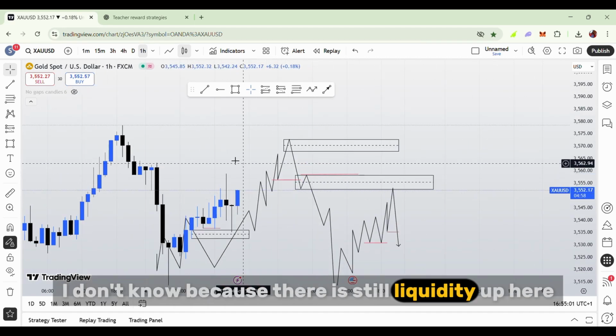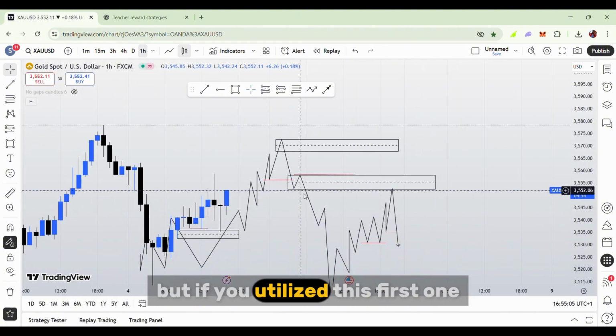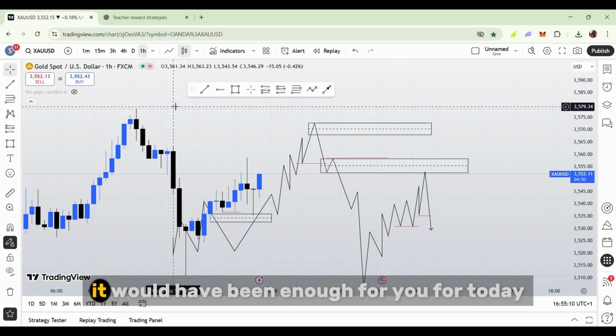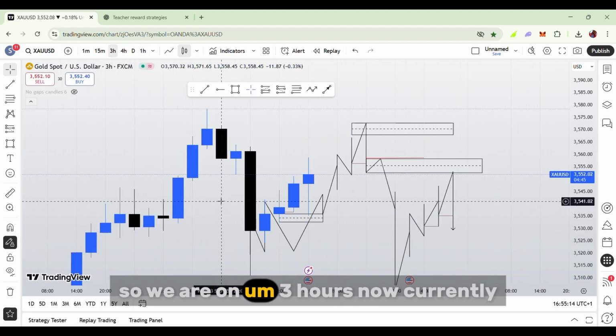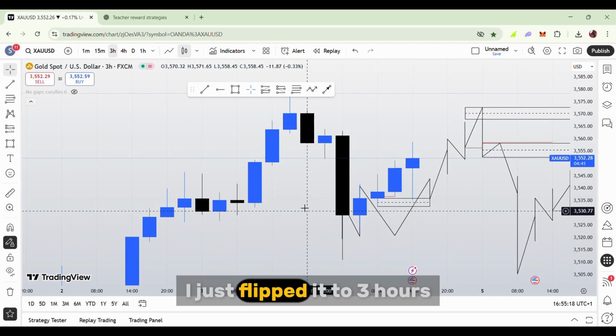Because there's still liquidity up here and there's another zone up here. But if you utilized this first one here, you see the move it did, it would have been enough for you for today. So we are on 3 hours now. Currently, I just flipped it to 3 hours.